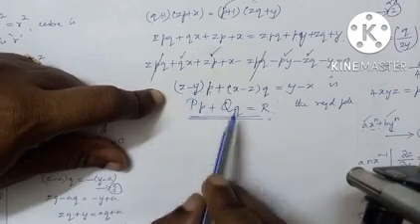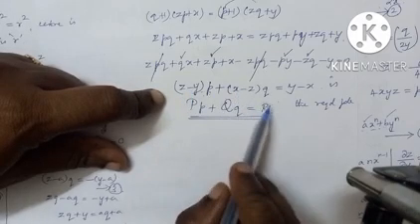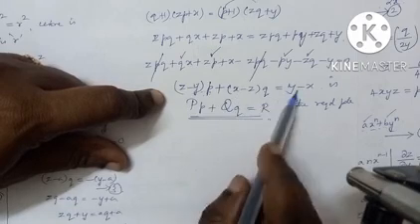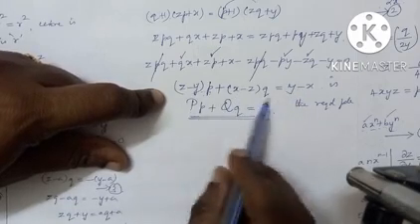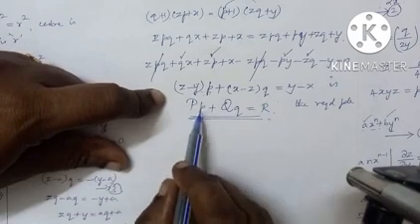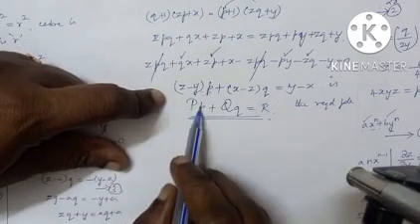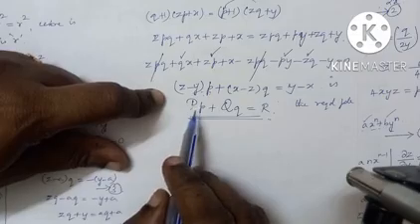Capital P is Z minus Y. Capital Q is X minus Z. Capital R is Y minus X. So this equation is called Lagrange's linear equation. We will see about this equation later, okay? We shall see one more problem.